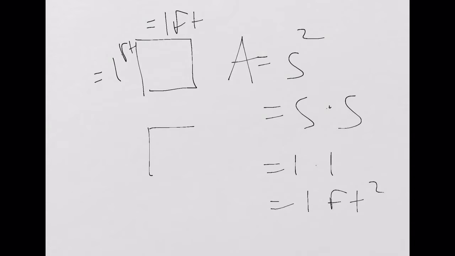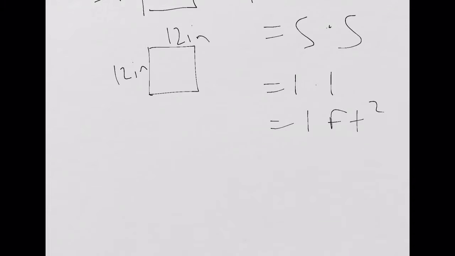But I can take that same square and say 12 inches times 12 inches. So in a different unit, when I do side times side, I'll get 144, and again, whenever you're dealing with area, you're looking at units squared, so inches squared.